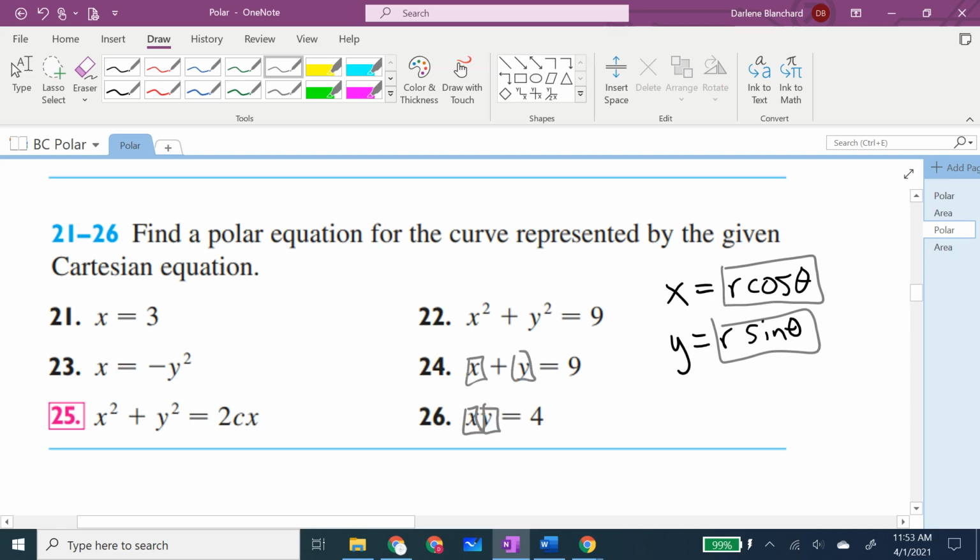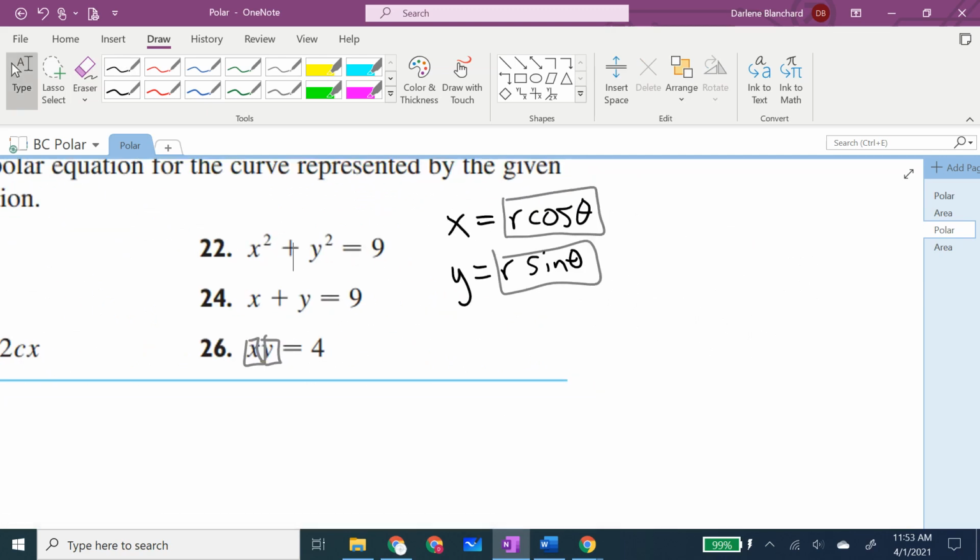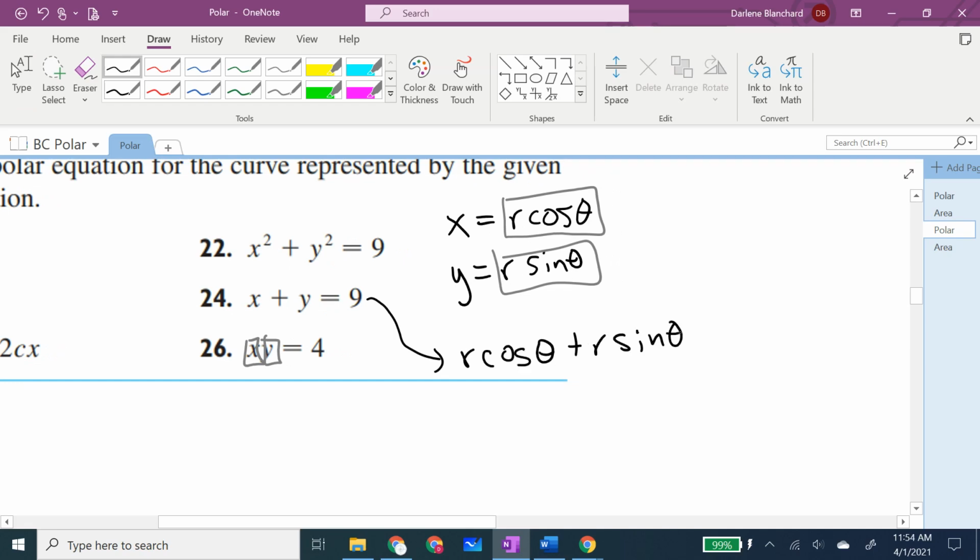Just substitute it in. So like with number 24, if I substitute directly in, then I have r cosine theta plus r sine theta equals 9. Now, what does it mean to be converted? That's converted.